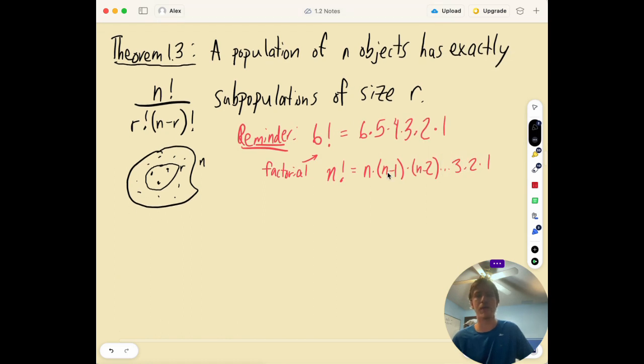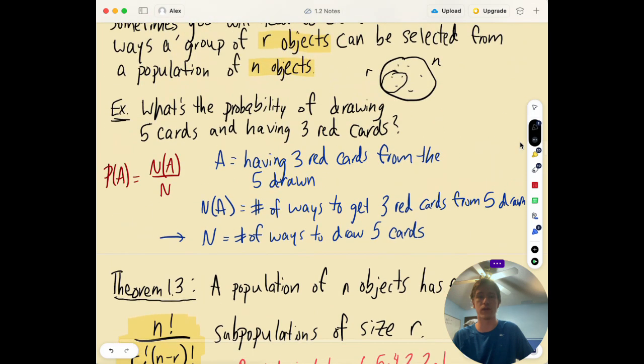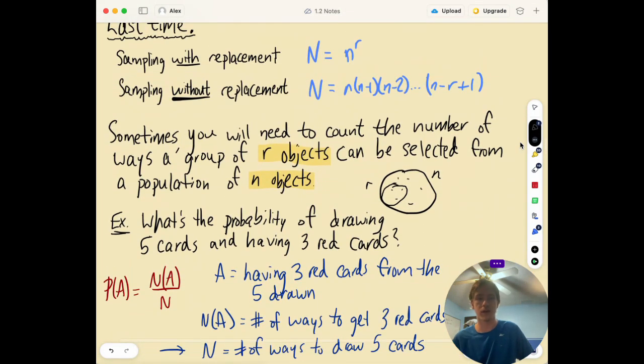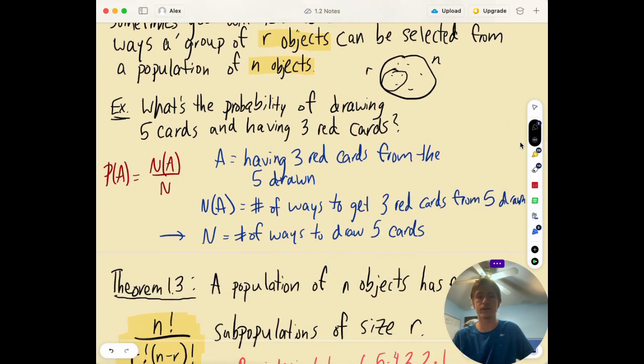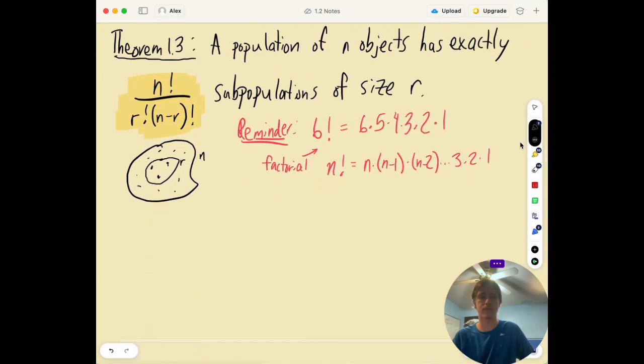Let's prove that a population of n objects has exactly that many subpopulations of size r. And we're actually going to use the fact of sampling without replacement that I just reviewed. This is going to be an important fact that we use. Let's prove this.